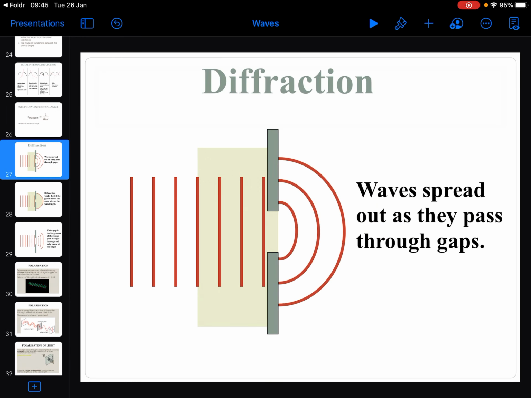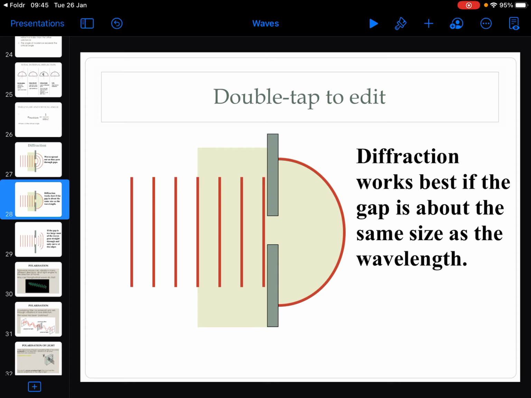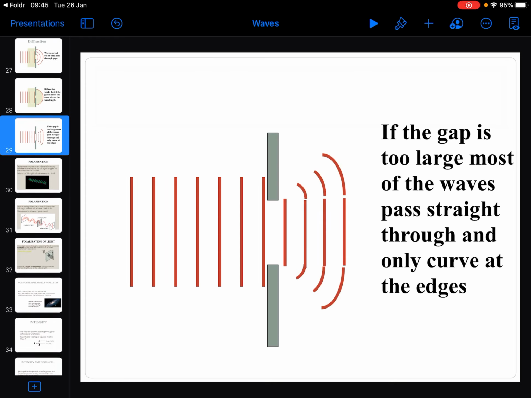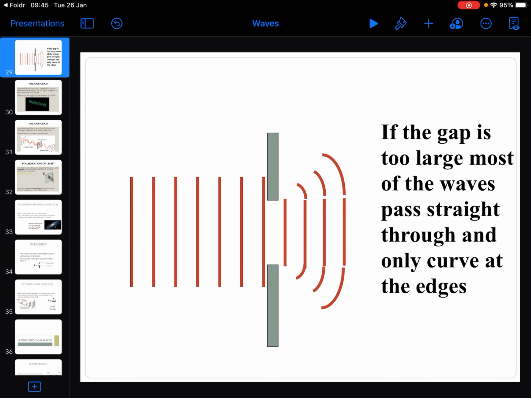Okay, diffraction. Basic thing, waves spread out as they pass through gaps. So you're looking down on some wave fronts here. And then you can see as they're coming to a gap and there's 2 walls there, that you're getting that nice circular pattern. Diffraction works best if the gap is about the same size as the wavelength, and that's very key. They love asking you about that, so keep that fact in mind. If the gap is too large, most of the waves pass straight through and only curve at the edges, and that's what you're seeing in this picture. Okay, we're nearly at the end here.